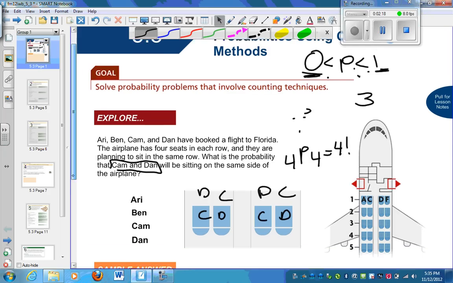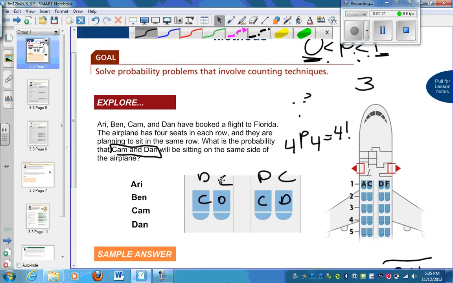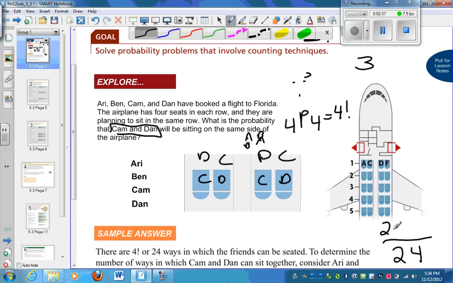With each of these ways, there are also 2 ways that the other 2 could be arranged. In the other seats, there could be Ari and Ben, or Ben and Ari. So there's 2 times 2 times 2 ways: 2 ways that they can be in each spot, there are 2 spots, and with each of those, 2 ways that the other 2 can be arranged. So that's 8/24, simplifying, that's 1/3. They have a 1 in 3 chance that they will be sitting together.